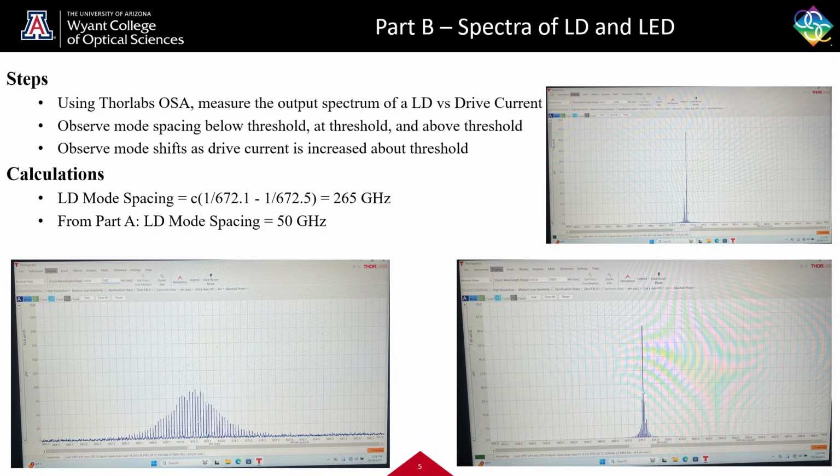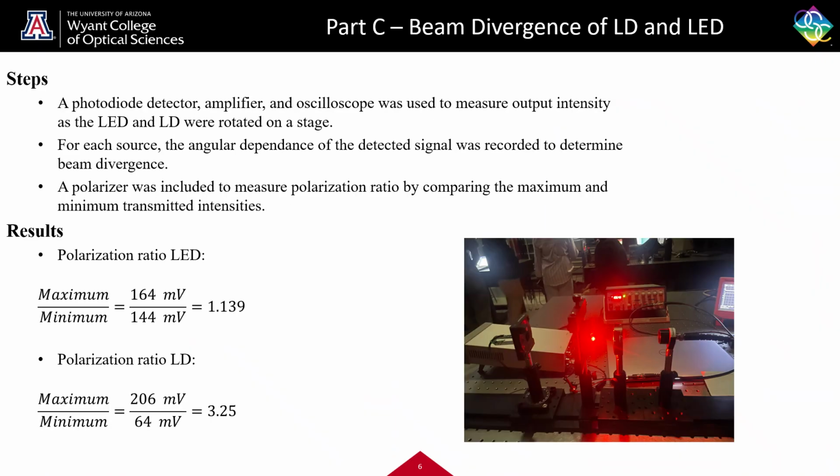We calculated the mode spacing by taking the inverse of the distance between the peaks and multiplying by the speed of light, to be 265 gigahertz, which is very close to the theoretical value and slightly higher than what we calculated in Part A. Going into Part C is where we found the beam divergence of a laser diode and an LED.